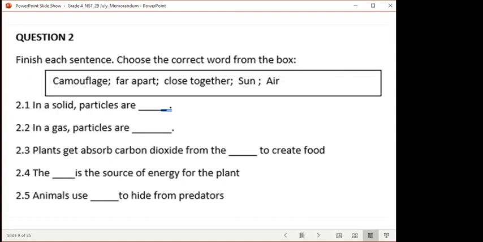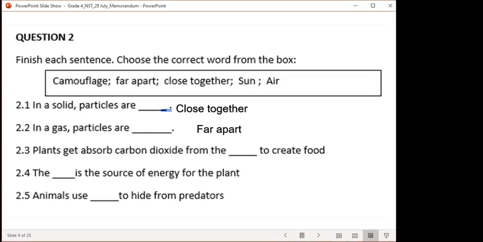In a solid, particles are... Close together, ma'am. Beautiful. Thank you very much for that, Tyron. So in a solid, particles are close together. And then Dane, 2.2, in a gas, particles are... Ma'am, far apart. Beautiful. Thank you very much for that, Dane. So in a gas, particles are far apart.